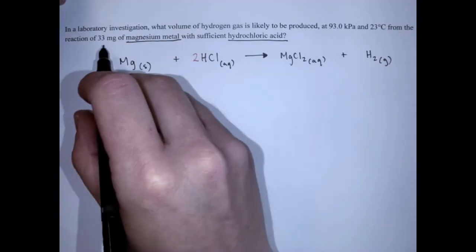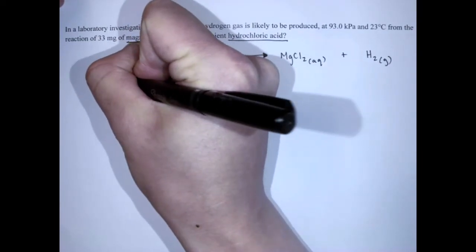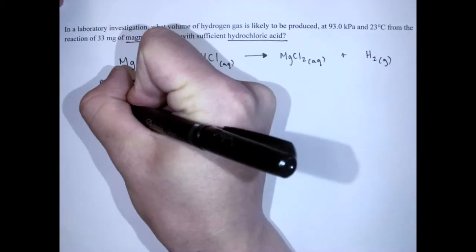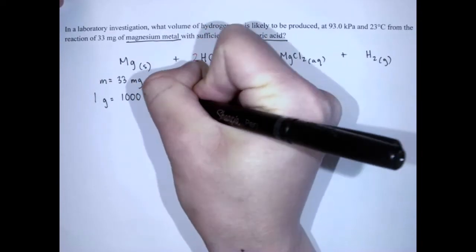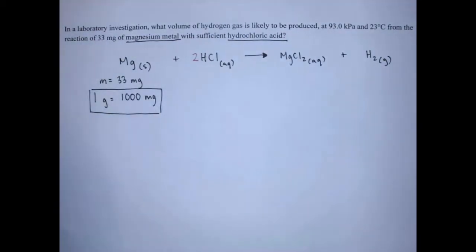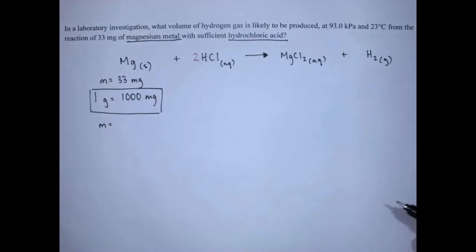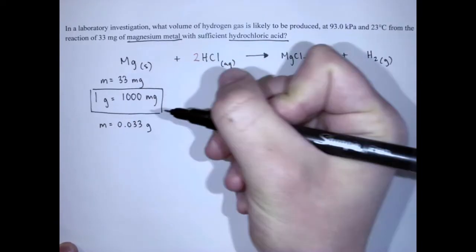So it says that we start with 33 milligrams of magnesium metal. So 33 milligrams, and to convert, 1,000 milligrams makes up 1 gram. So just need to divide this by 1,000. So 33 divided by 1,000, and that'll give you your mass in grams. So that's going to be 0.033 grams.